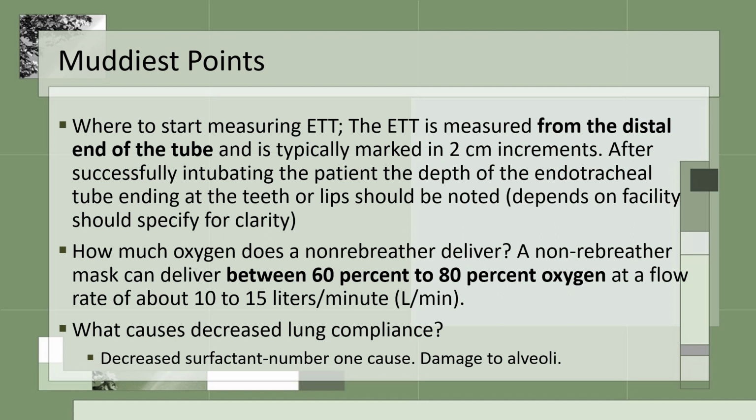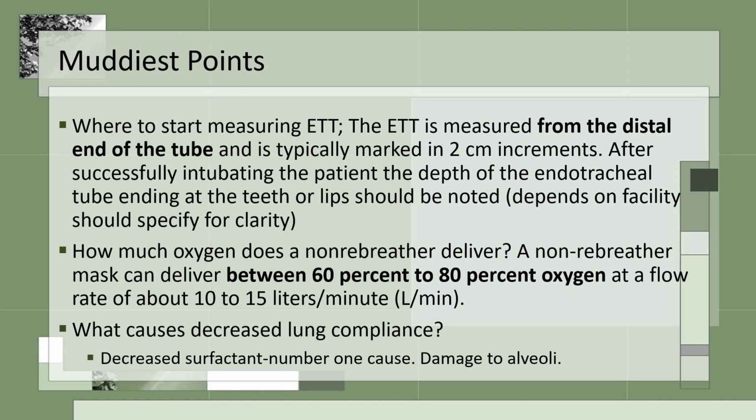How much oxygen does a non-rebreather deliver? Well, it can deliver between 60% to 80% at a flow rate of 10 to 15 liters. It needs at least 10 liters to fill up the bag part of a non-rebreather, and that's important for the actual device to function. So that's how much oxygen they're getting.